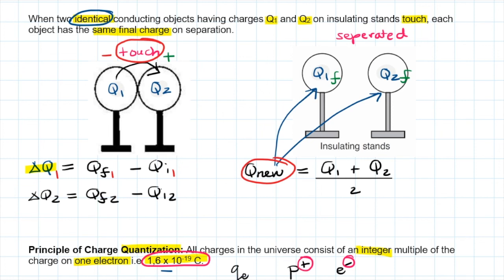Now, sometimes we will say to you, how many electrons were transferred? In that case, you will use the principle of quantization of charge, and you will say Q divided by the elementary charge. But in the place of Q, you will plug in the number that you obtained when you calculated the charge that was transferred. So in the place of Q, you will plug in charge transferred, and you will divide that by QE in order to calculate the number of electrons that were transferred when the two spheres touched.